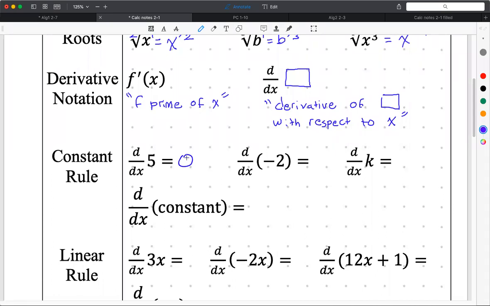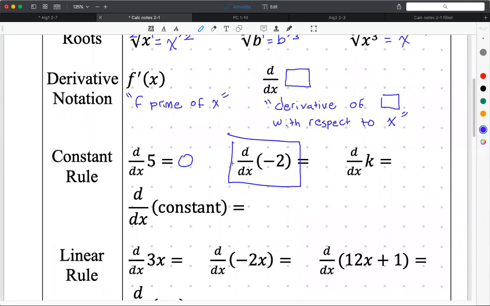And help me pronounce these things. Is there a quiet raised hand that can tell me, how do I pronounce this thing? It's not d dx of -2. It's pronounced this way, up here with the quotes. Who can help me pronounce this? Get in the habit of saying them out loud again.